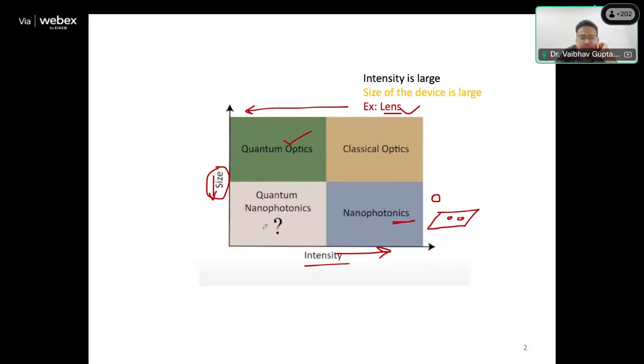Meaning we will have very small, miniature metasurfaces, metalenses, these kinds of devices, and we will also be dealing with very small intensity. This will come up at some point in future. But what we are dealing with now typically lies in the domain of quantum optics.